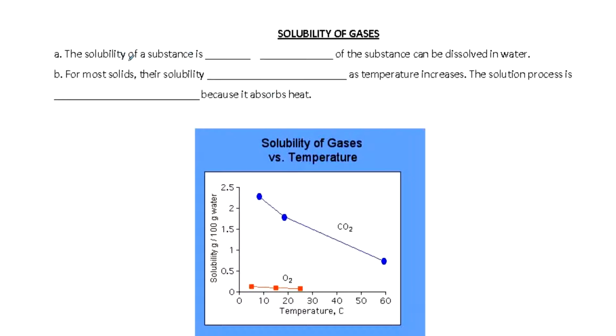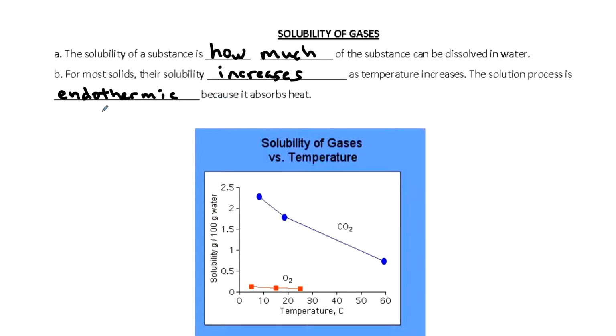So first of all, let's just remind ourselves what solubility is, and that is how much of the substance can be dissolved in water. So for most solids, like I already said, their solubility increases as temperature increases. So the solution process is considered to be endothermic because it absorbs heat. So what that really means is that most solids require energy to dissolve them.